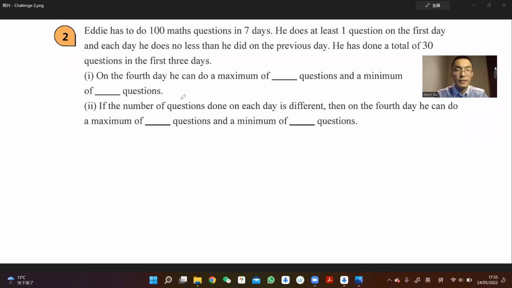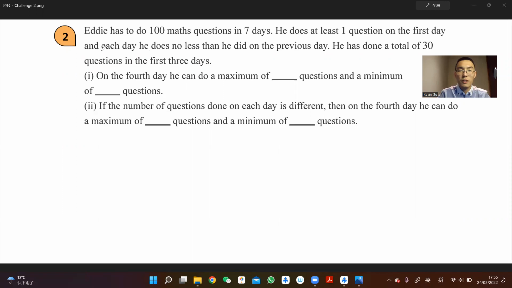Welcome back. Let's look at challenge number 2. Eddie has to do 100 math questions in 7 days. He does at least one question on the first day, and each day he does no less than he did on the previous day. He has done a total of 30 questions in the first 3 days.